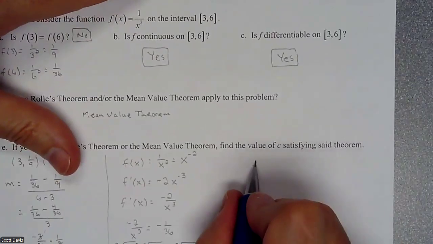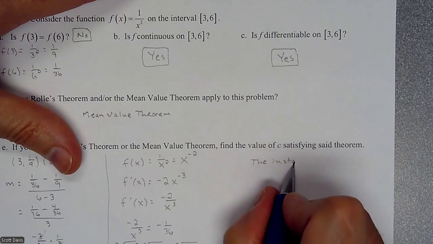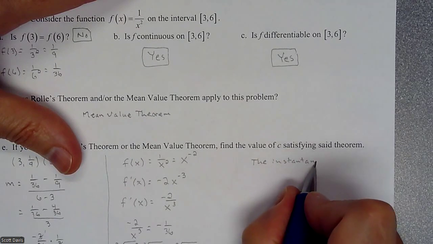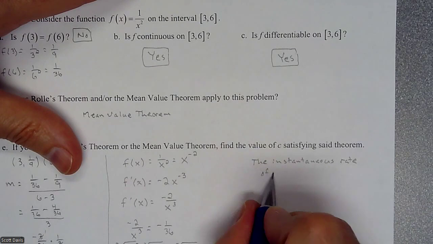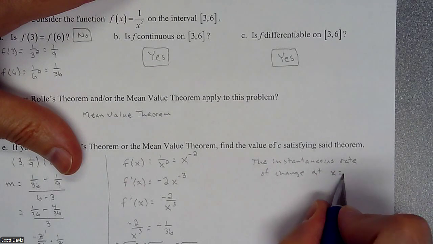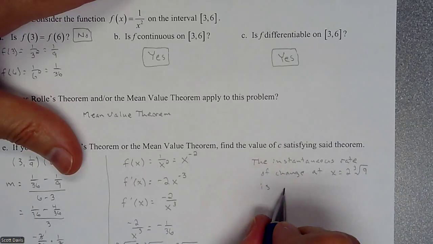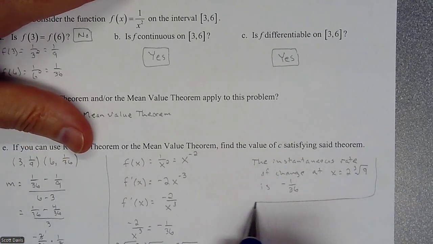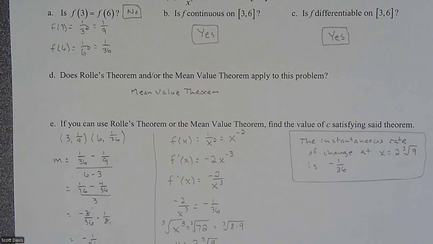So our answer is: the instantaneous rate of change at x equals 2 cube root 9 is negative 1 over 36. That's the slope at that point. All right, that was walking through a couple of different examples of whether Rolle's theorem or the mean value theorem applies, when it does, when it doesn't, and if they do, how we finish the problem.